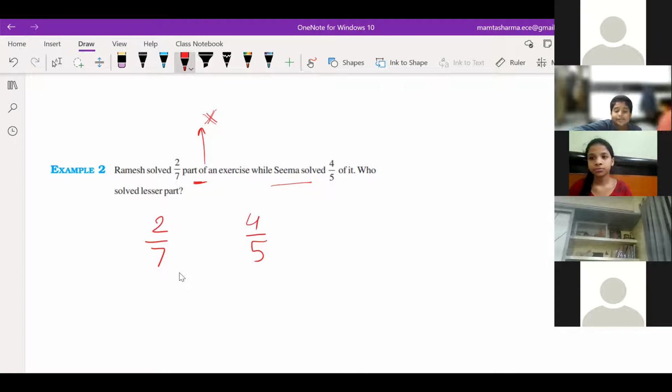How can you tell? Cross multiplication. Ma'am, we can do cross multiplication and LCM also. How would you do cross multiplication? Ma'am, 2 into 5 is 10. 7 into 4 is 28. So 28 will be the Seema side, and 10 will be the Ramesh side. So both are correct, Ramesh solved less.